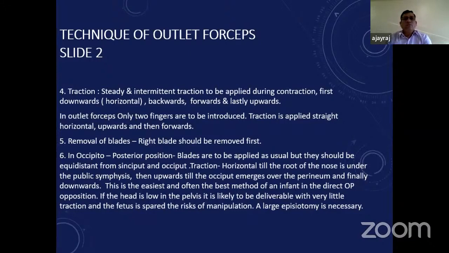This is the easiest and often the best method for an infant in the direct occiput posterior position. If the head is low in the pelvis, it is likely to be deliverable with very little traction, and the fetus is spared very soft manipulation.